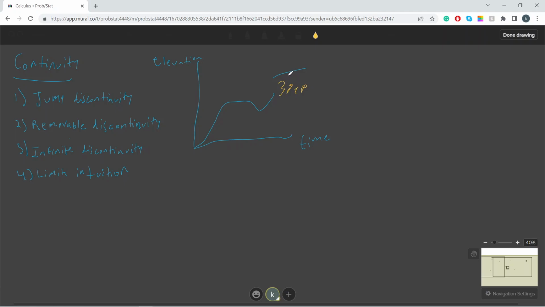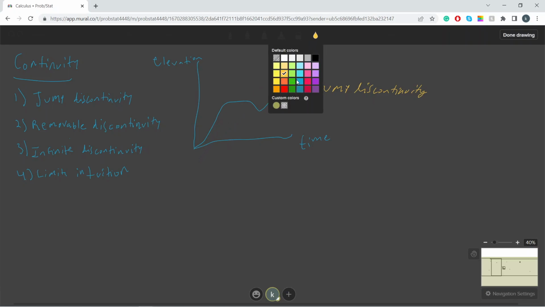And this gap is what we call a discontinuity. Something is off with this function, and it's not really smooth. So this type of discontinuity where you see a jump is actually called a jump discontinuity. So we have a jump discontinuity right here. And here's an example of a function that could have a jump discontinuity.